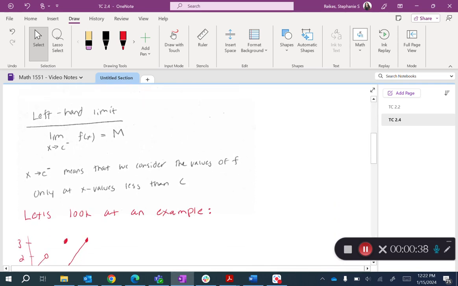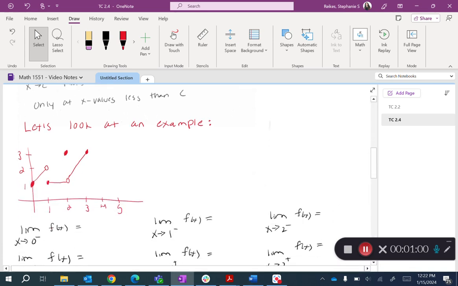Well, on the other hand, we also have a left-hand limit. The limit as x approaches c from the left of f of x must equal some value we'll call m. And x approaches c with a little minus sign, of course, means from the left-hand side. It means that we will consider values of f only at x values less than c. Let's take a look at an example.